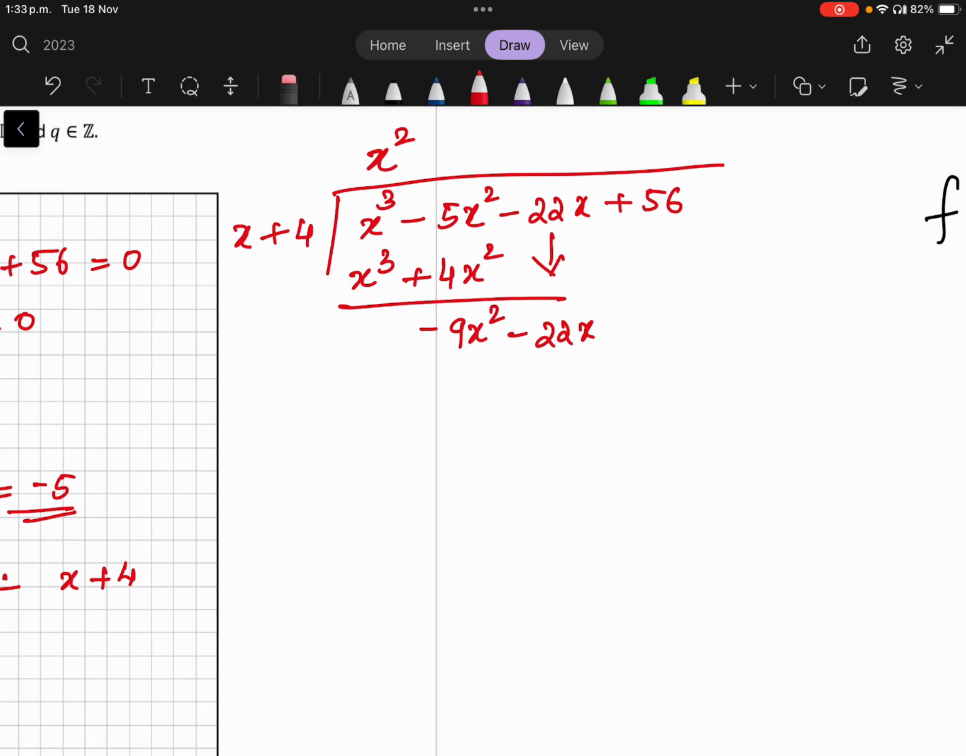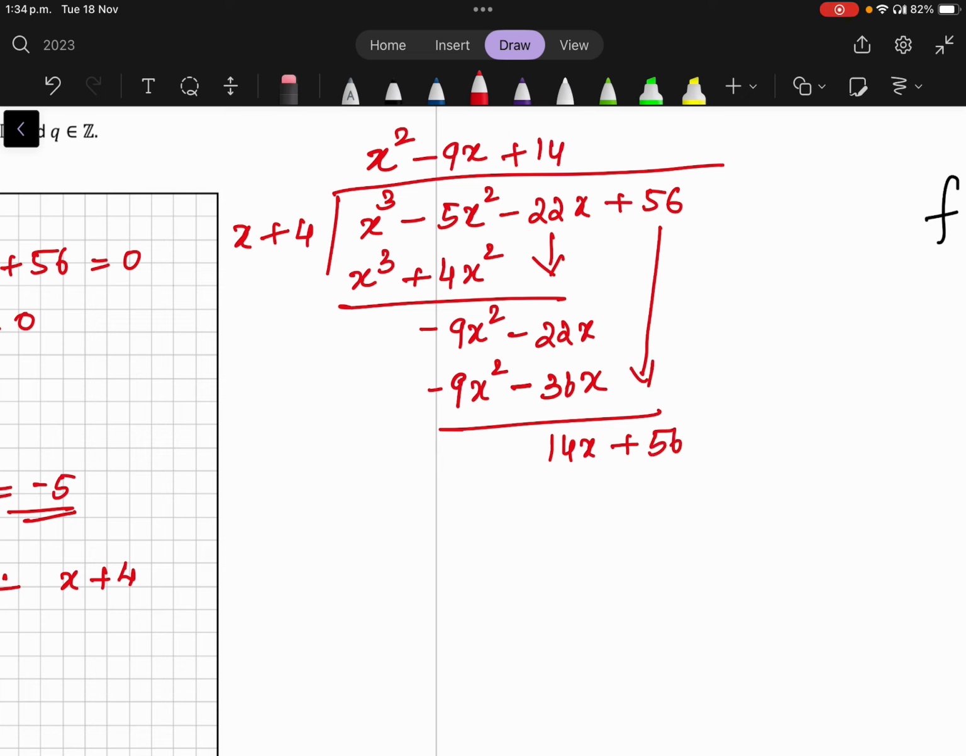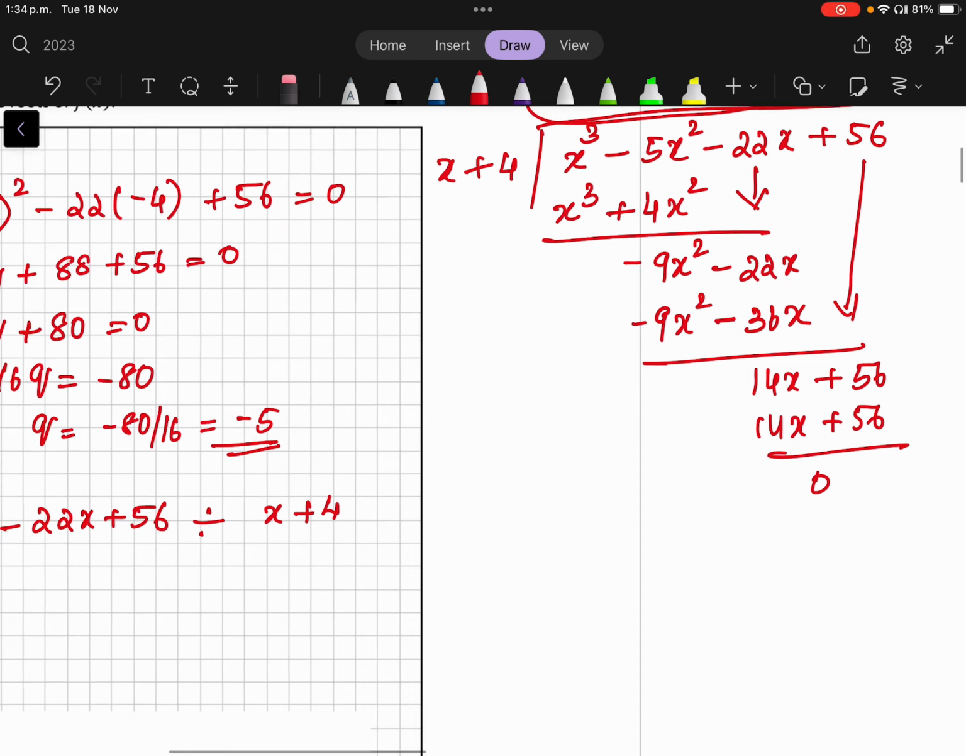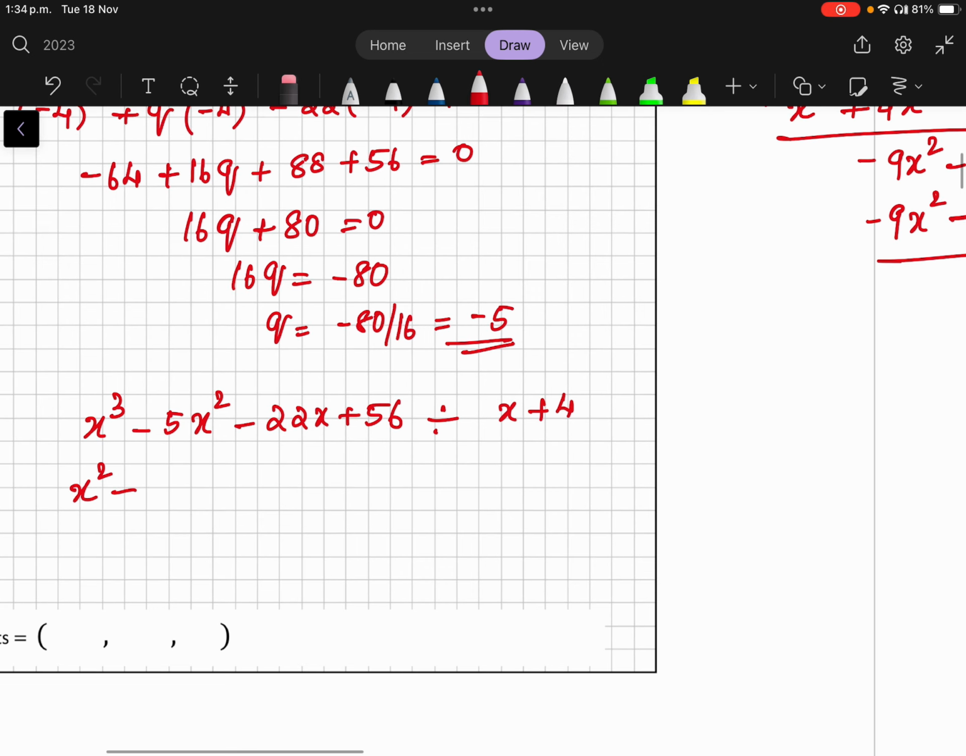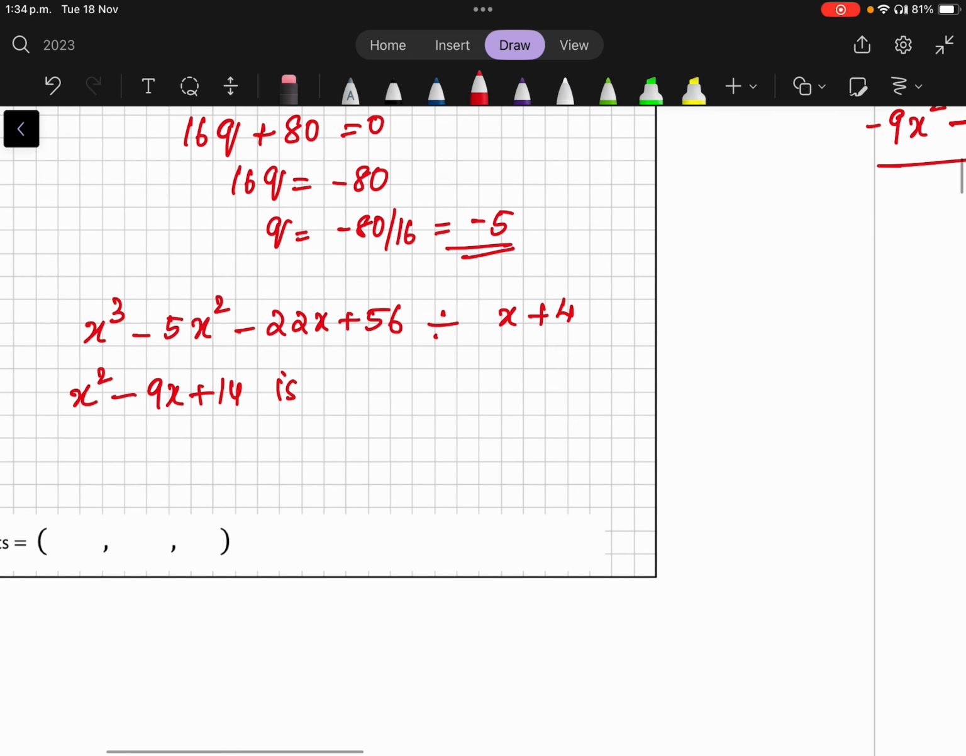And then you see how many times this will go. x goes into minus 9x squared, so it is minus 9x. So that you will get as minus 9x squared minus 36x. Change the sign and simplify, so that is 14x. Then you bring the 56 down, so you get 14x plus 56, and the remainder is 0. Now you have a quadratic here, x squared minus 9x plus 14. Okay, so you have the quadratic x squared minus 9x plus 14, and it is also a factor.